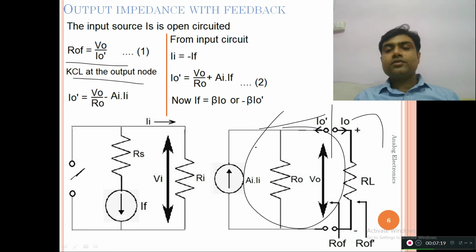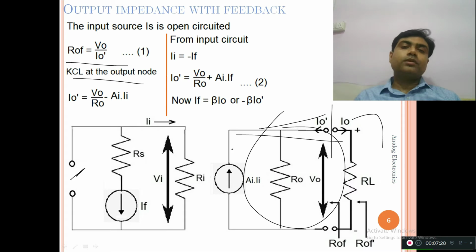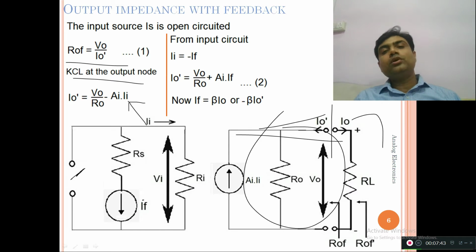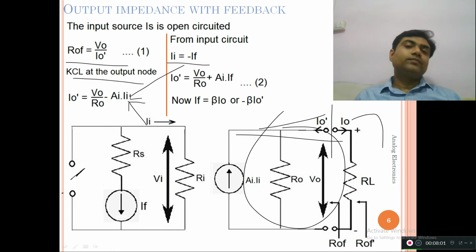So I naught dash can be written as V naught upon R naught, where V naught is the voltage which is here, minus AI into II, because it is approaching towards the node. Where does this II come from? This II comes from the input circuitry. And what combination are we having right now? II plus IF equals 0, because there is no source. So II can be written as minus IF, or IF as minus II. Here we want to replace the value of II, so I have written II as minus IF and put it here. This gives me equation number 2.